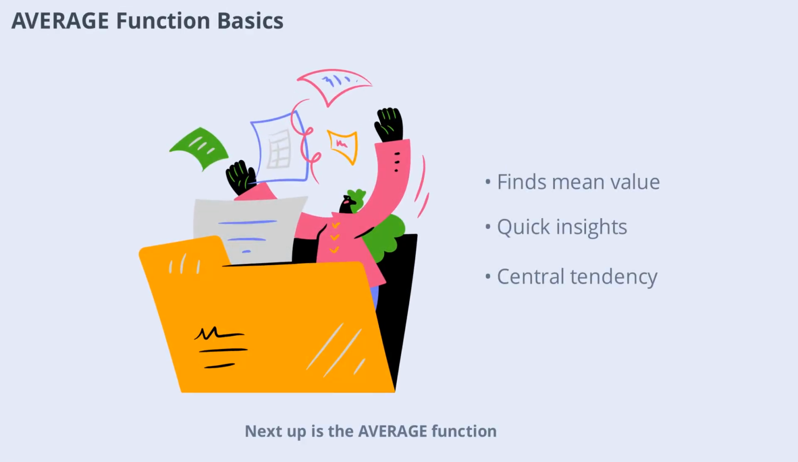Next up is the average function. This function helps you find the mean value of a set of numbers. It's especially useful when you want to understand the typical value in your data, like average revenue or average score. By using average, you can quickly get insights into your data's central tendency without manual calculations.